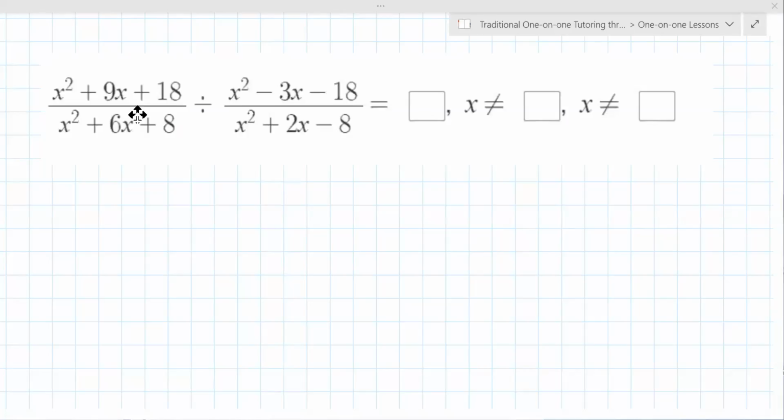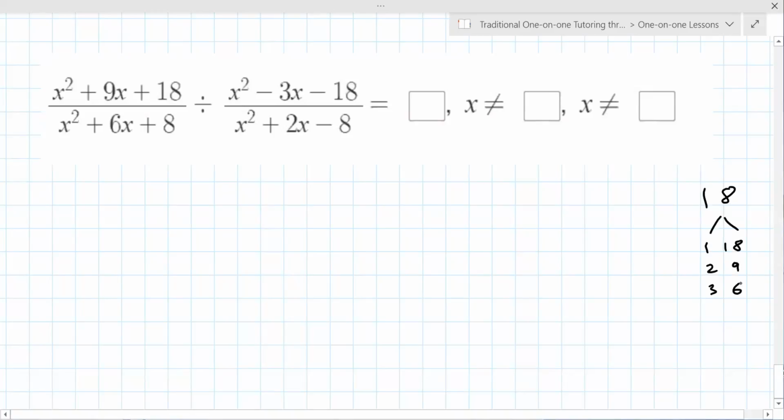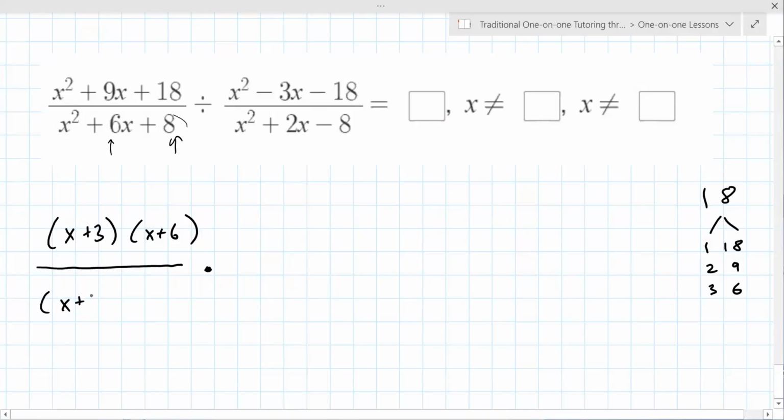Top left here, we need two numbers that multiply to 18 but add up to positive 9. So 1 and 18, 2 and 9, 3 and 6. Do any of those add up to positive 9? 3 and 6. So the top becomes x plus 3, x plus 6. Okay, will you try to factor the bottom left here? Two numbers that multiply to 8 but add up to positive 6. 4 and 2. X plus 4, x plus 2.